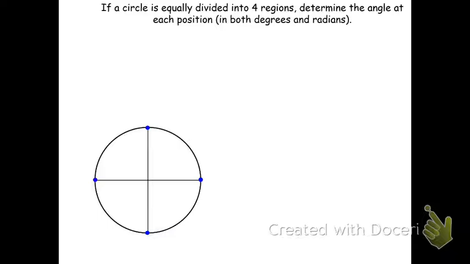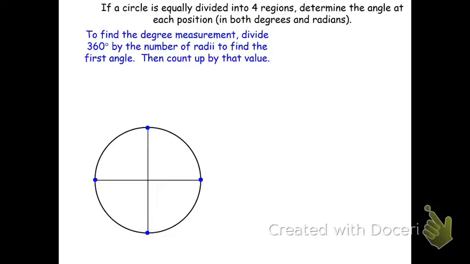Now, if we take our circle and divide it into 4 equal regions, meaning we've got these 4 radii equally spaced around the circle, we're going to find the degree of each angle by taking 360 and dividing by the number of breaks, in this case 4. 360 divided by 4 is going to give me 90 degrees. Each point as we go around the circle will be separated by 90 degrees.